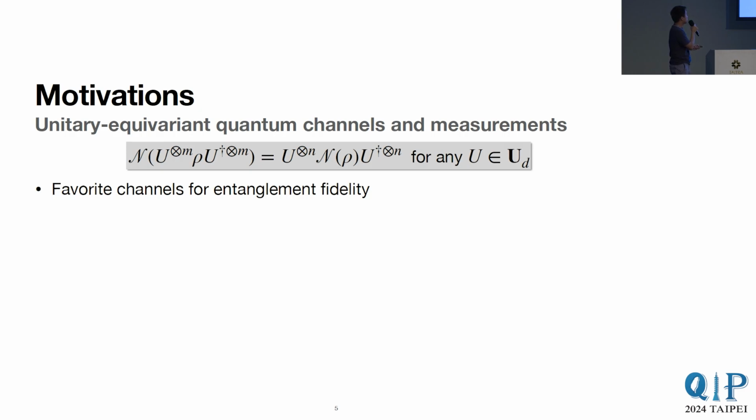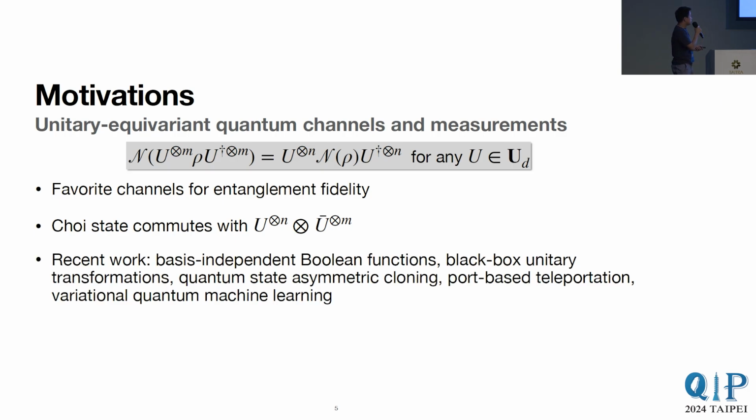It turns out that these channels are interesting because for many figures of merit in quantum information, such as entanglement fidelity, we can restrict our consideration to these unitary equivariant channels. And the mixed tensor representation shows up when we look at the Choi state representation of channels. And it can be shown that the Choi state of these channels must commute with this mixed tensor representation. So these channels have many applications that I listed here in recent work. And the simplest example to explain is the so-called quantum majority vote, in which we want to output the majority quantum state without knowing what basis the states are in.